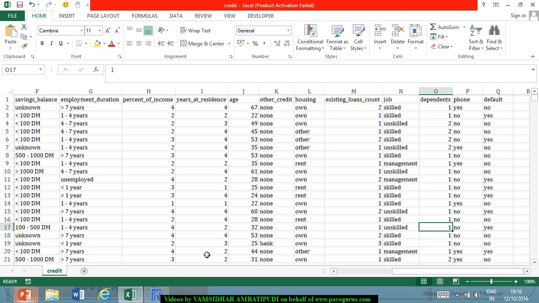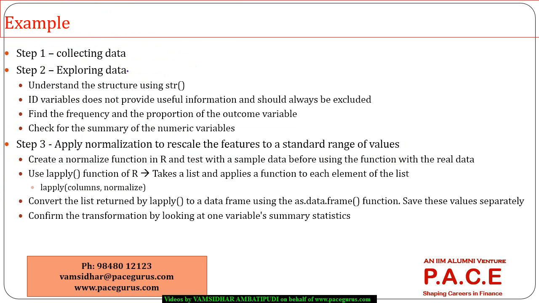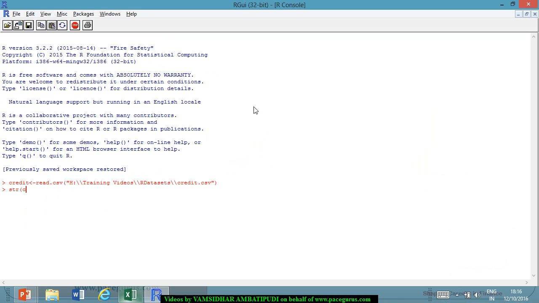For that, I want to get the data into R. I am reading the data into a variable called credit. This data is present in my CSV file on my H drive, so I am doing a read.csv to get it into the variable credit. Now the first step, collecting the data, is done. My second step is exploring the data. When I say exploring, I have to look at the structure, str of credit.